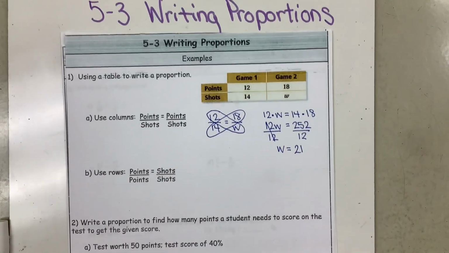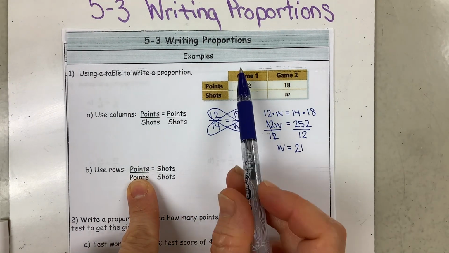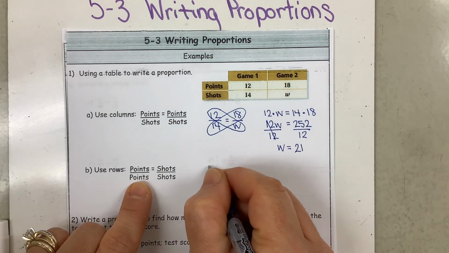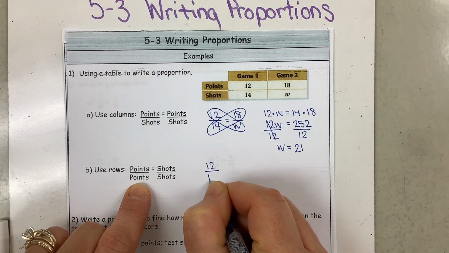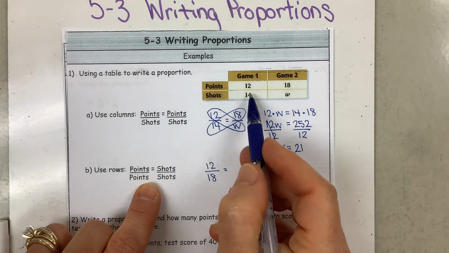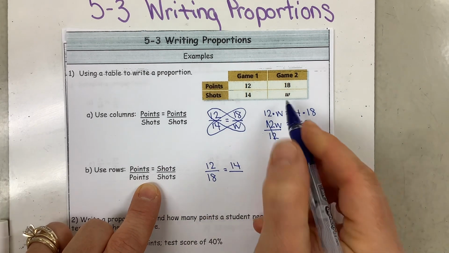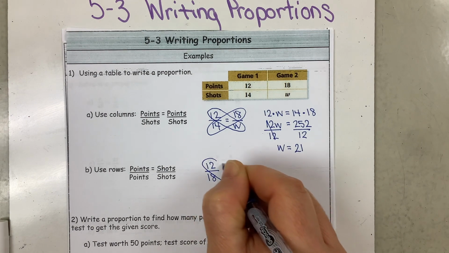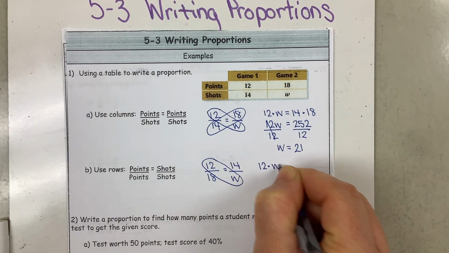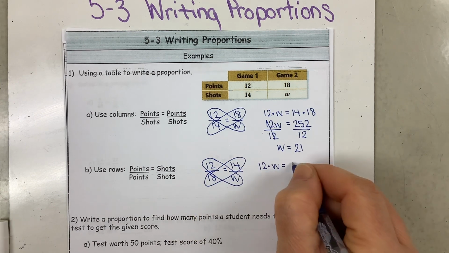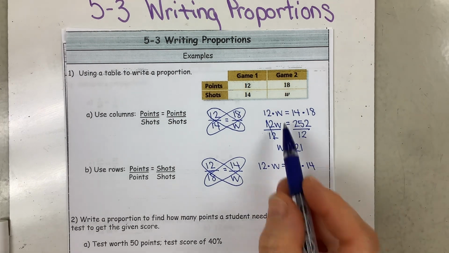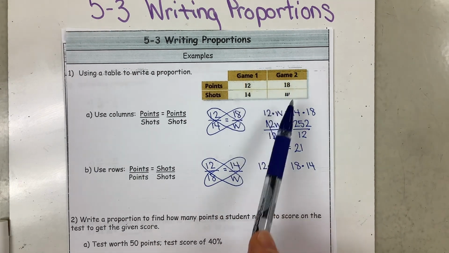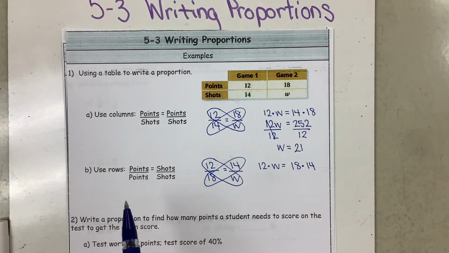You can also set up proportions using rows. So here I was using columns. You can also go across. So point to point. So 12 points in the first game versus 18 points in the second game. 14 shots in the first game and W shots in game 2. If we do that and we go to solve, we have 12 times W, 18 times 14, and what you can see is it's exactly the same as setting it up the other way. So it doesn't matter, you can use columns to set up your information, or you can use rows, whichever you prefer.